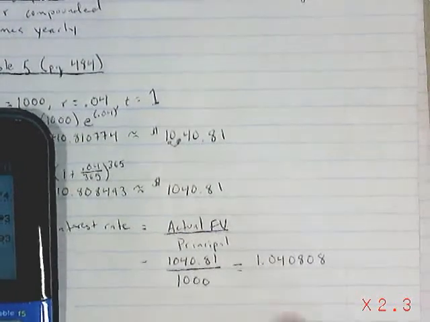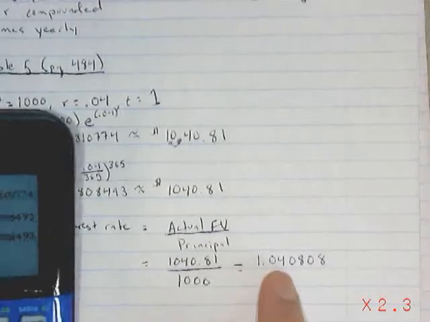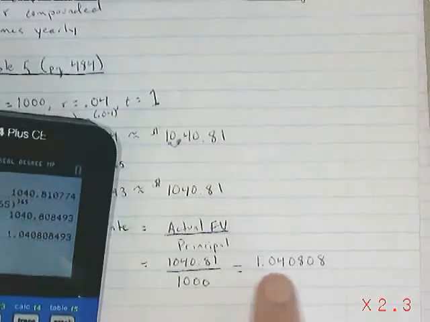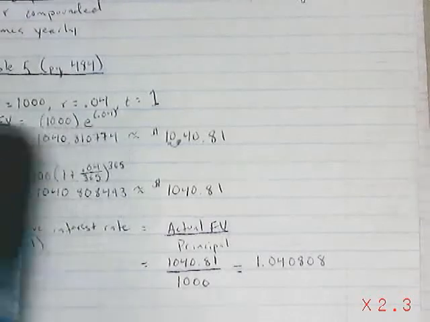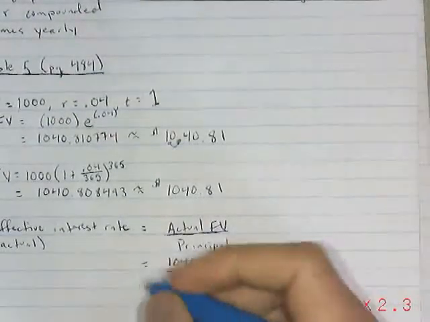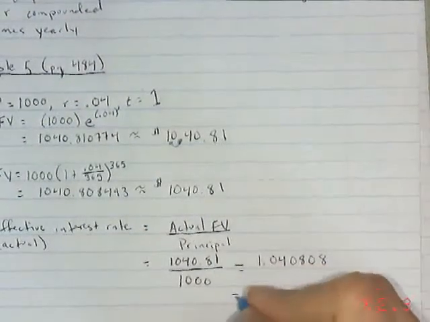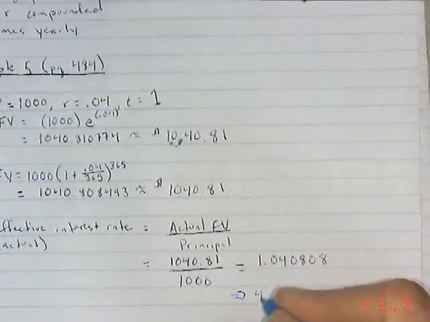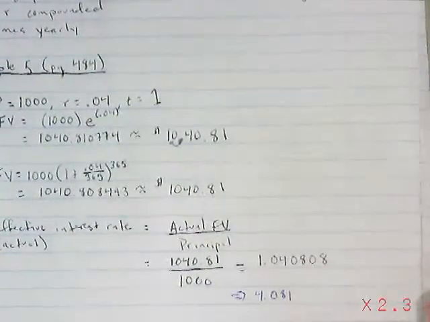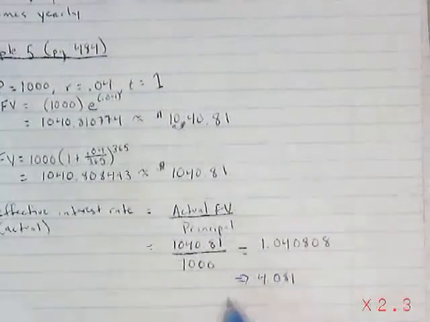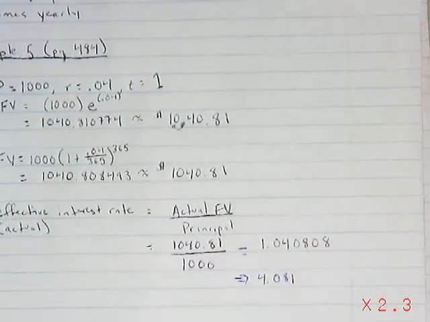Okay, we didn't just earn 1.04 back, we earned 1.40808, and so the interest rate is 4.081, let's call it. So not astronomically higher than 4%, but it is something. And if you had a lot of money, you would notice.